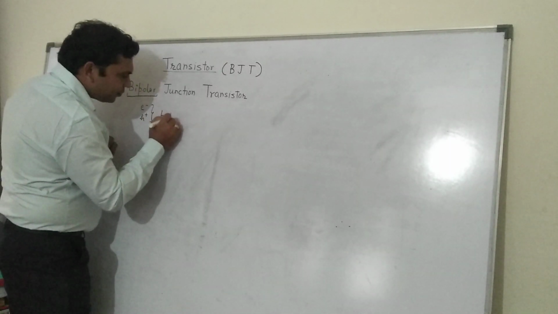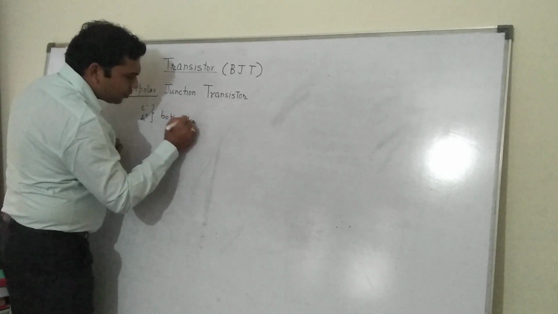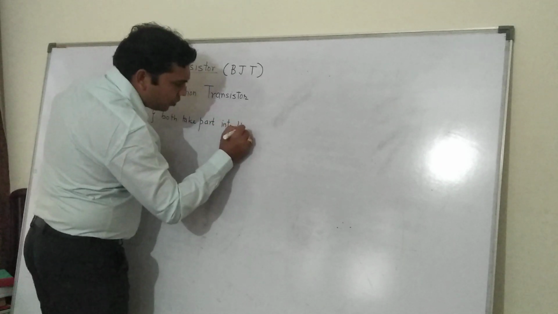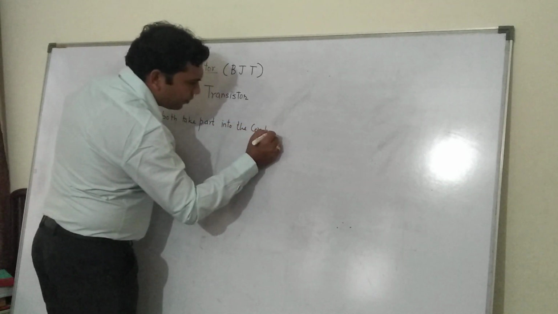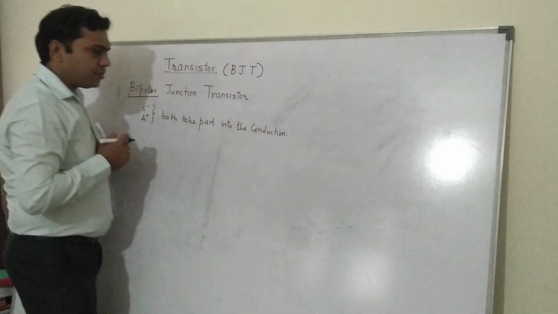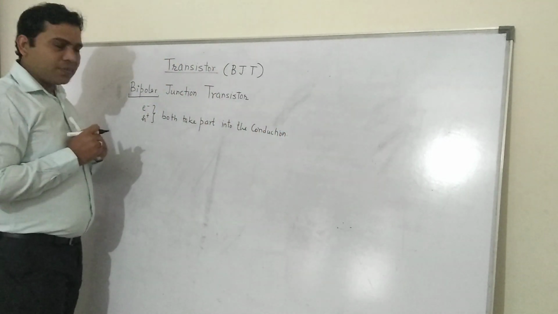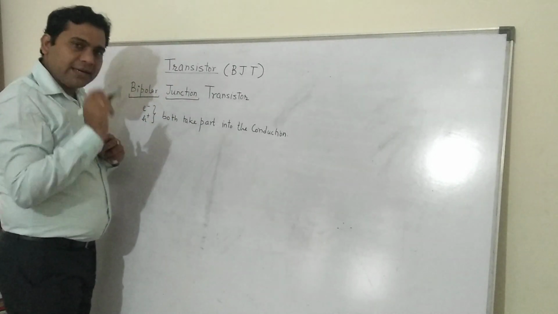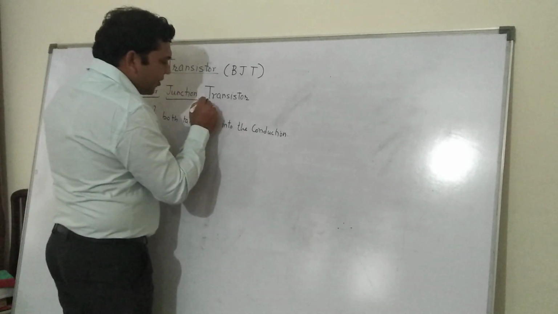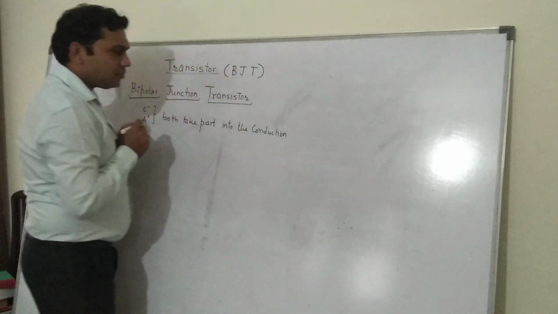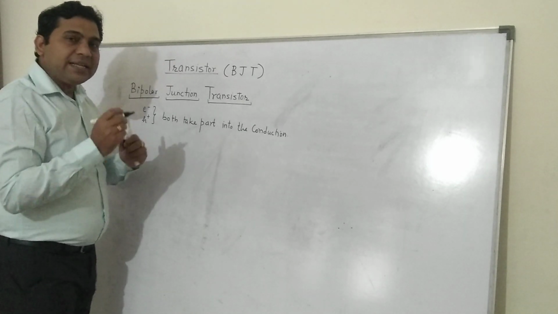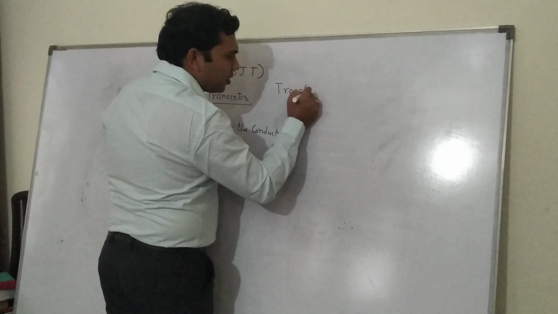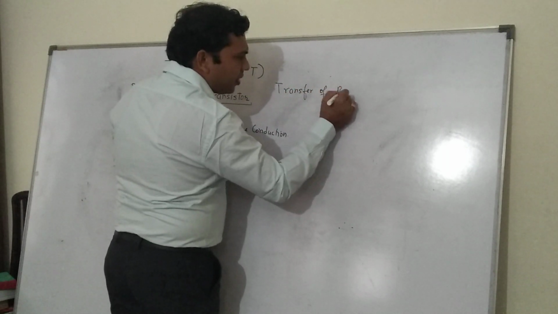Both take part into the conduction. This is the meaning of bipolar. This transistor has some junction. We will see later what are the junction, and this device is known as a transistor. Transistor meaning basically it's a transfer of resistors. So transistor word came from transfer of resistor.